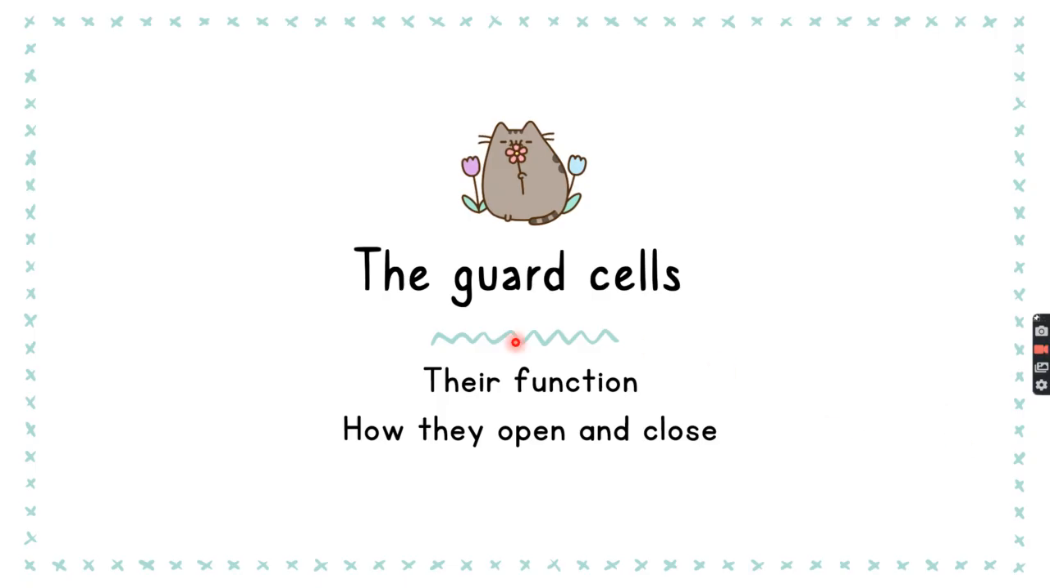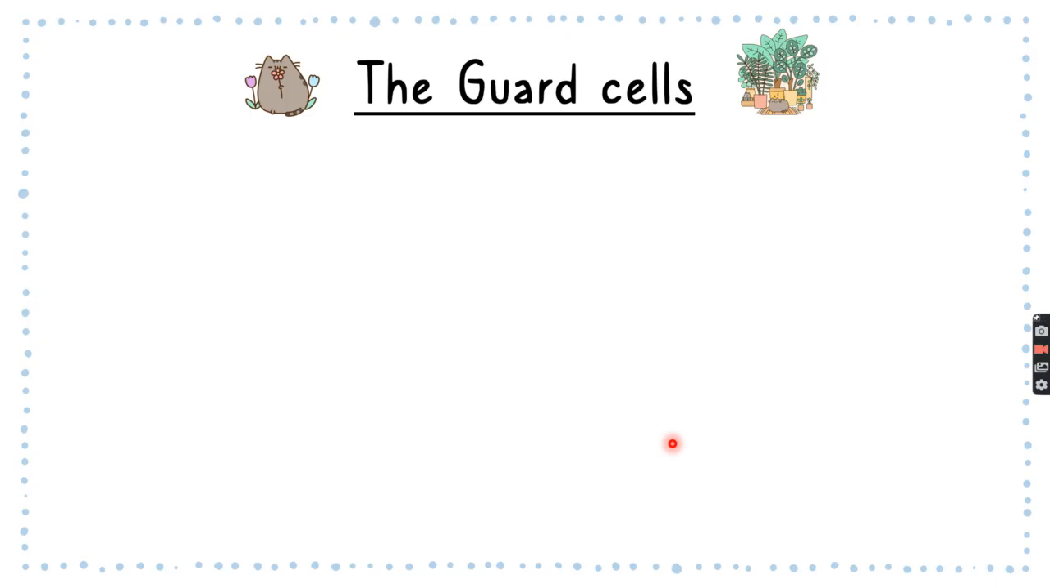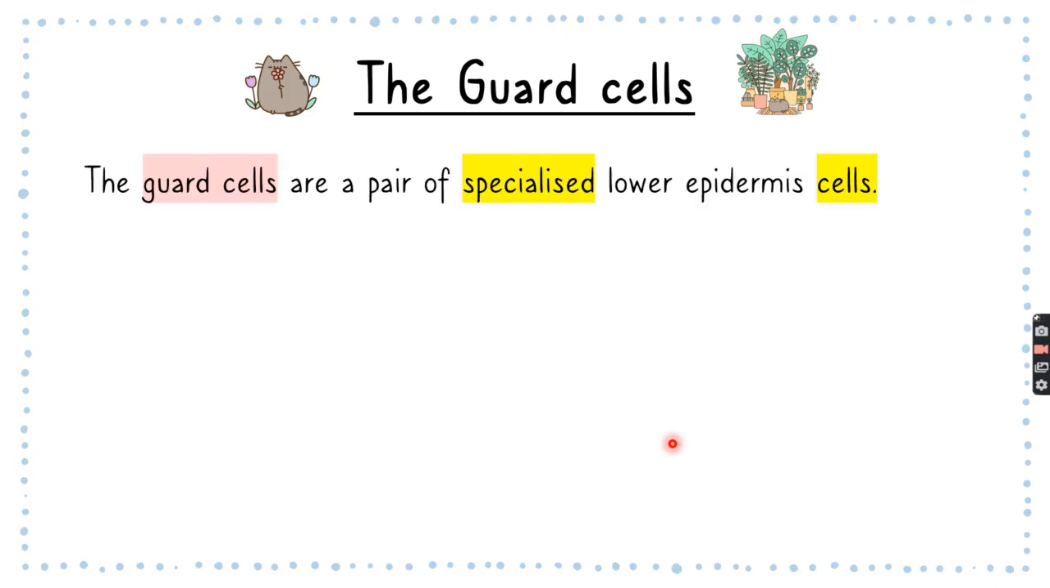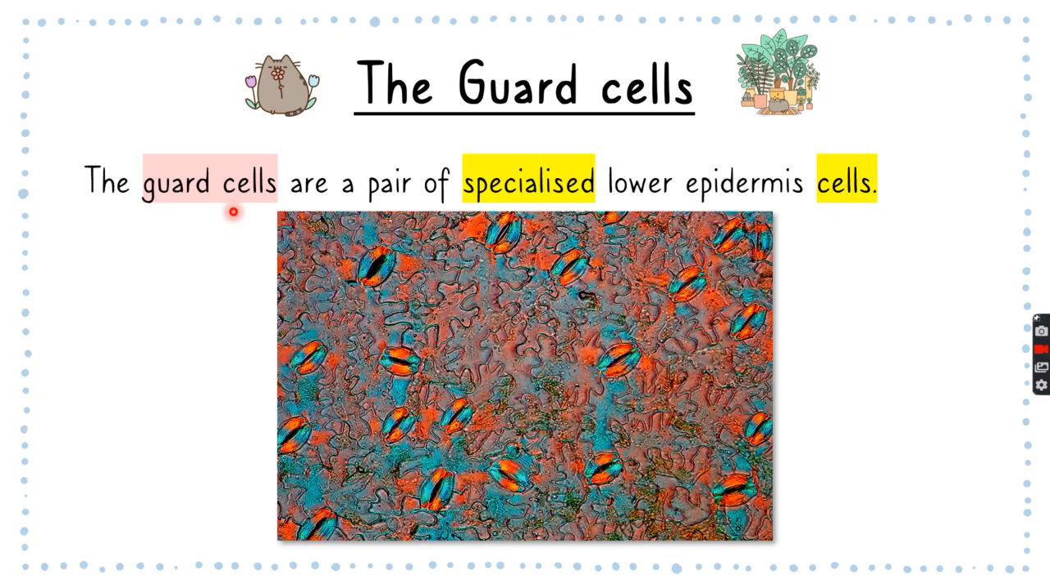So we are mainly focusing on guard cells, their function, and what is the process of opening and closing the stomatopores. So the guard cells. What are the guard cells? Guard cells are a pair of specialized lower epidermis cells. This is a photo from an SEM, scanning electron microscope, and you can see this is actually from the bottom of the leaf.